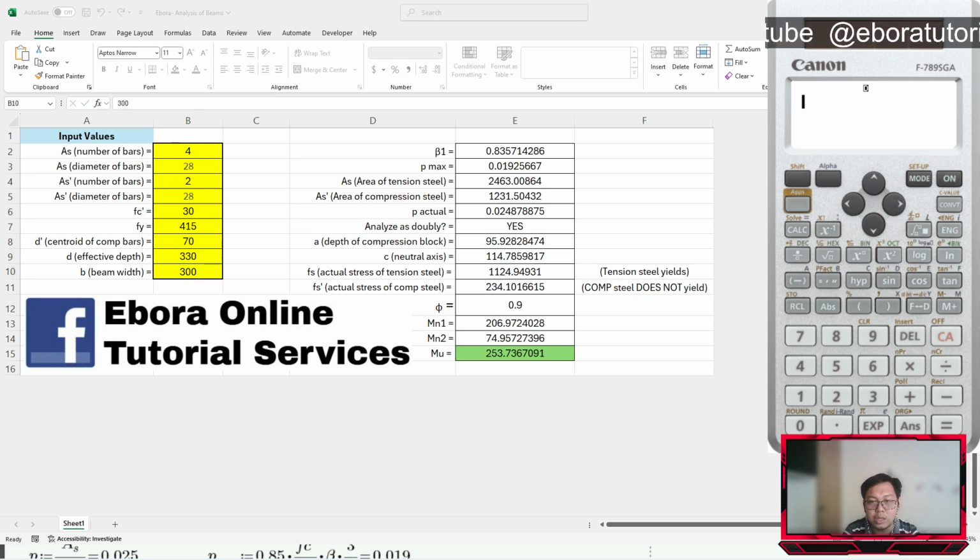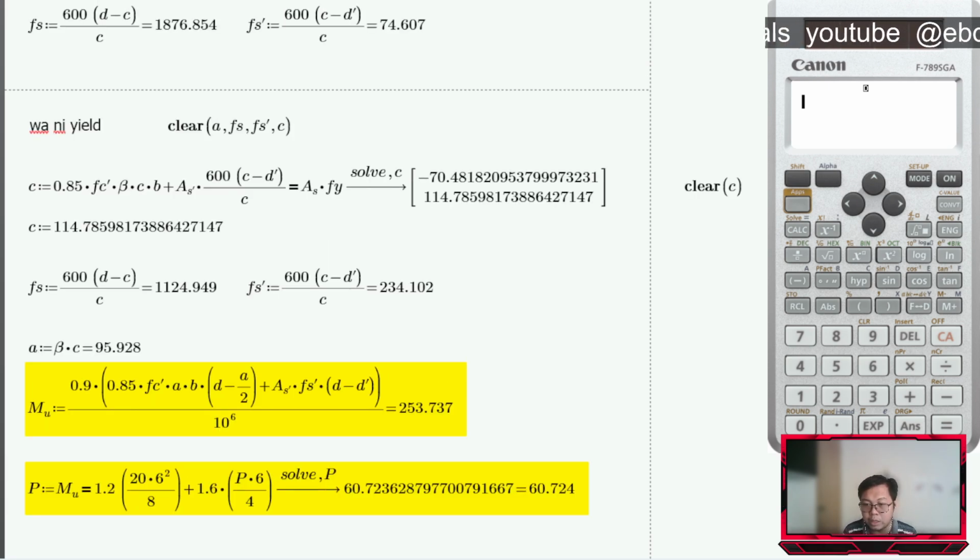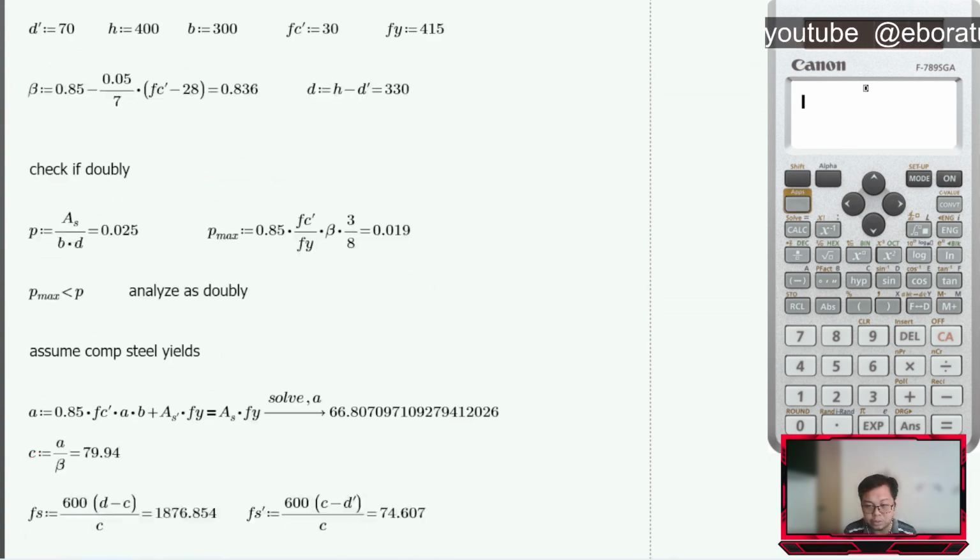Meaning, ang effective depth natin sa Excel file will be 330. And then, ang beam width, I think sinabi din naman sa problem. Ano ba yung beam width? 300 din. So, this is actually 300. So, we have our answer here. Check na natin kung same ba tayo ng sagot sa Mathcad natin. Tama, same lang. Kung mapapansin nyo, ang sagot dyan is 253.737, so our answer is actually tama.